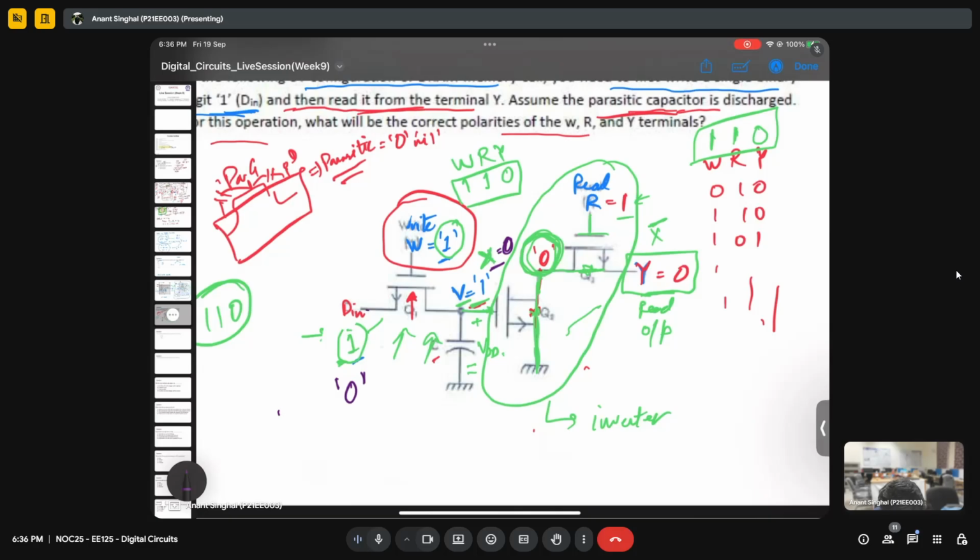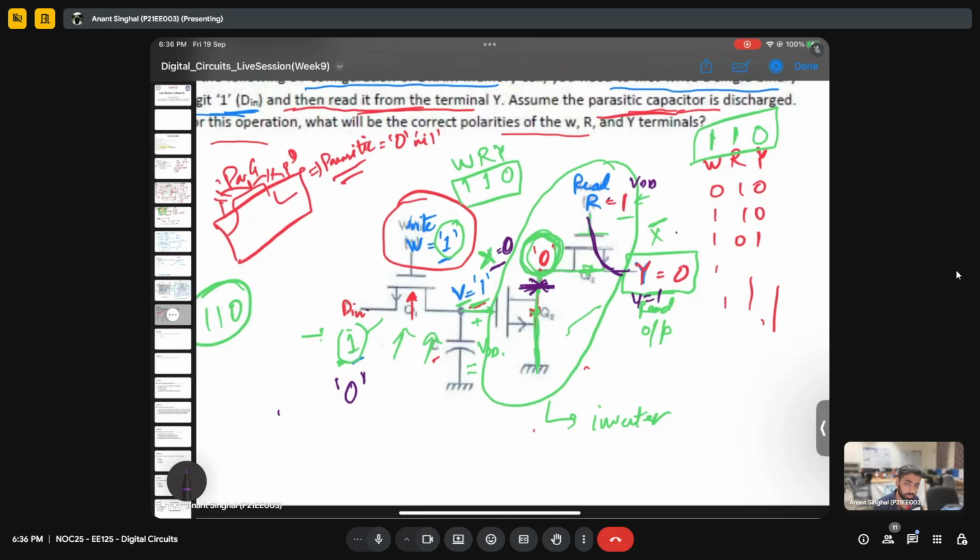So if this node is 0, this transistor will not turn on. It is like an open circuit. And to read this, you will make this VDD, and this is the only connection that you have. So hence this Y will be 1, because Y is only connected to this. There will be no connection here. This is like a floating node. Does it make sense to you?